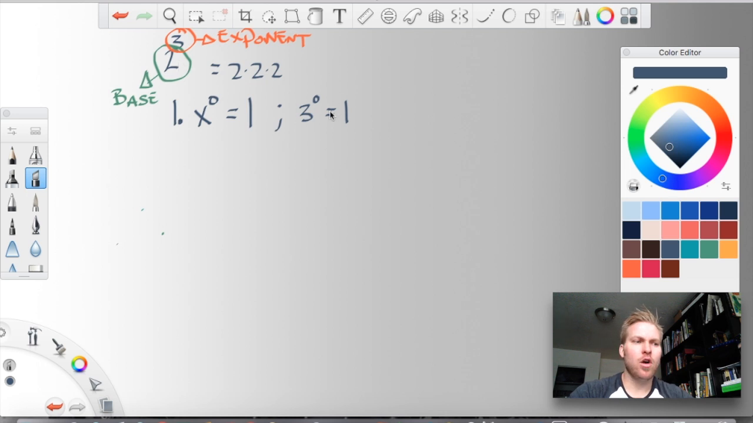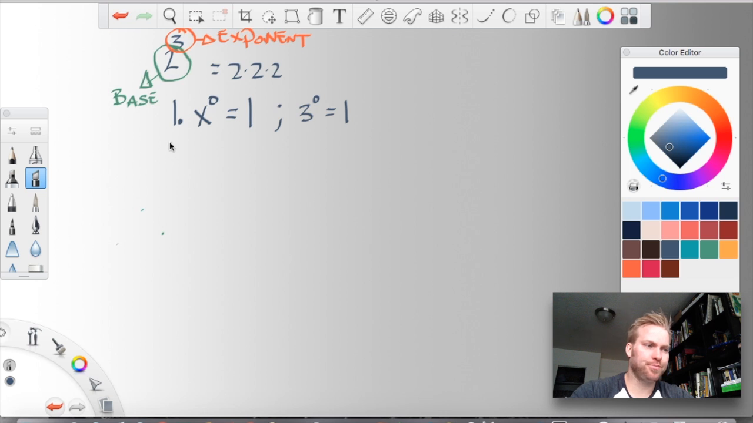And in this case, we're multiplying how many times? Well, 0 times. We're not multiplying at all. So what are we left with? We are left with just a 1. We're taking 1 and multiplying it by 3, 0 times. And so our resulting solution is going to be 1. So any number to the 0 power will always be 1.